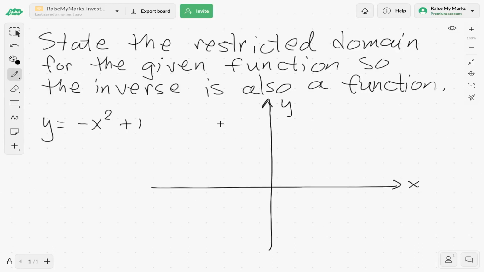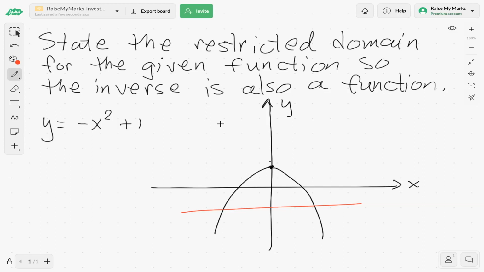So here, our function y equals negative x squared plus 1 is a parabola that has been reflected in the x-axis and translated up by 1 unit. So its vertex is here at (0, 1), and it opens downwards. As we can see, this is not a one-to-one function the way it is, because when we perform the horizontal line test, it intersects the graph 2 times.